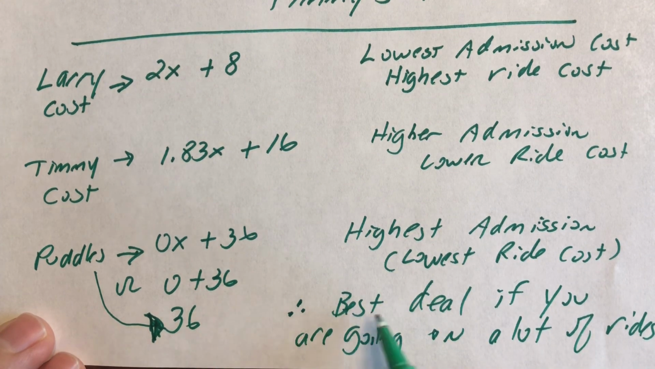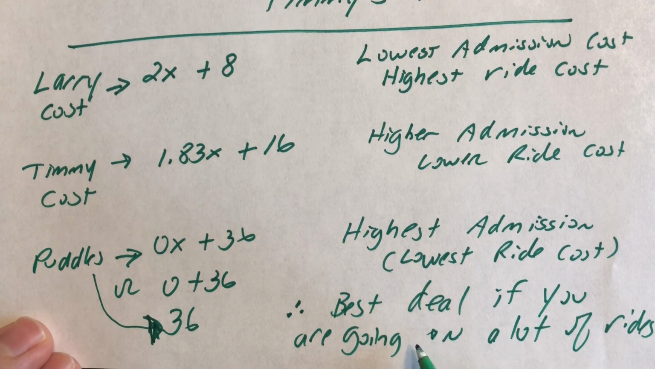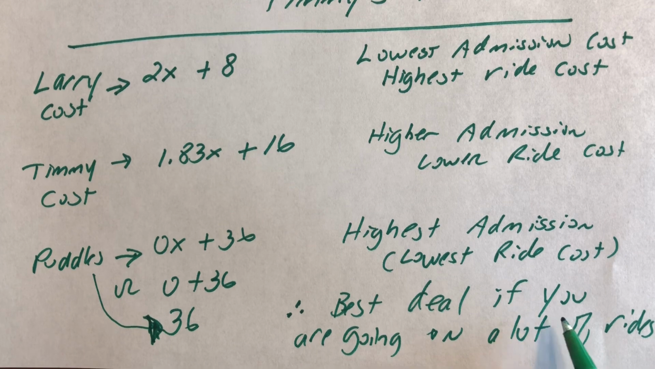So Puddles is going to be your best deal if you're going to go on a lot of rides or if you're going to spend like the whole day there, all right? So I hope that helps you out with problem 2, and that covers everything there. And remember, your A, B, and C are super similar to mine, so model yours just like this. Thanks, guys.